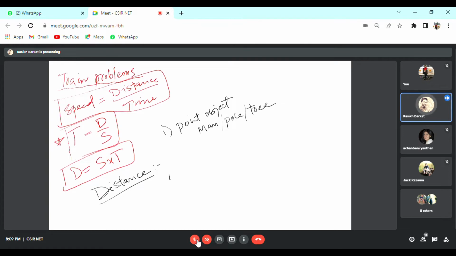The second category of objects is the length objects. Length object में क्या क्या example है? For example, platform, for example, a bridge, or maybe some tunnel. These are all the length objects.